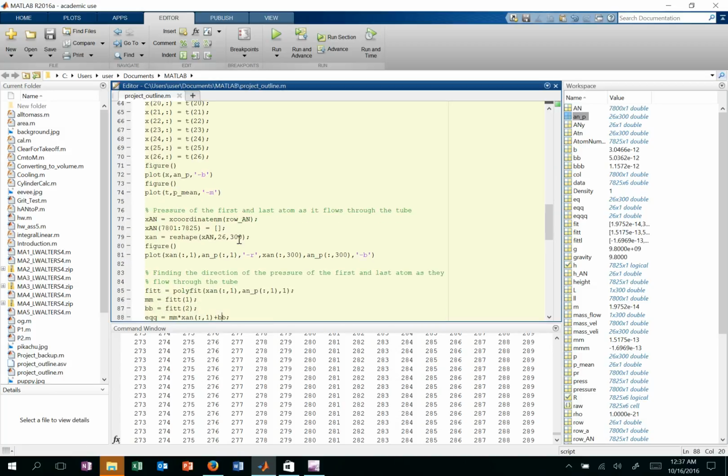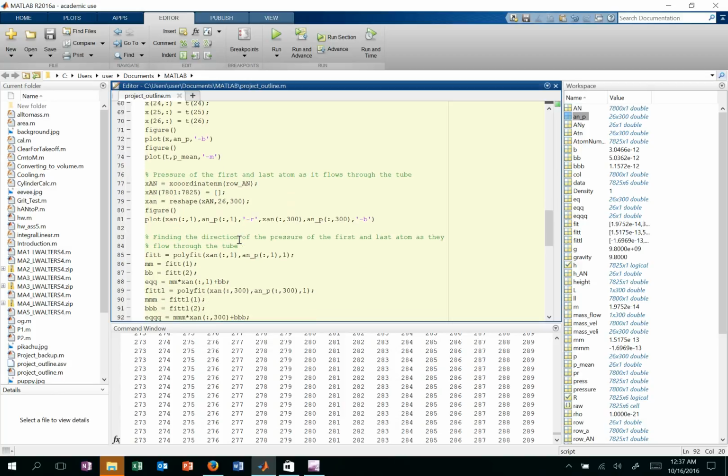And then for this one, we're going to find the pressure of the first and last atom as it flows through the tube. So rather than plotting the pressure as a function of time step, we're going to plot it as a function of distance through the tube. Again, we're not given the length of the tube, so we're going to take the length to equal the max x coordinate.